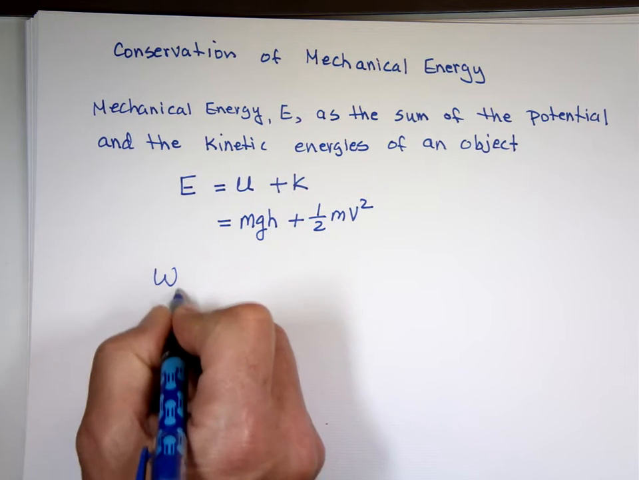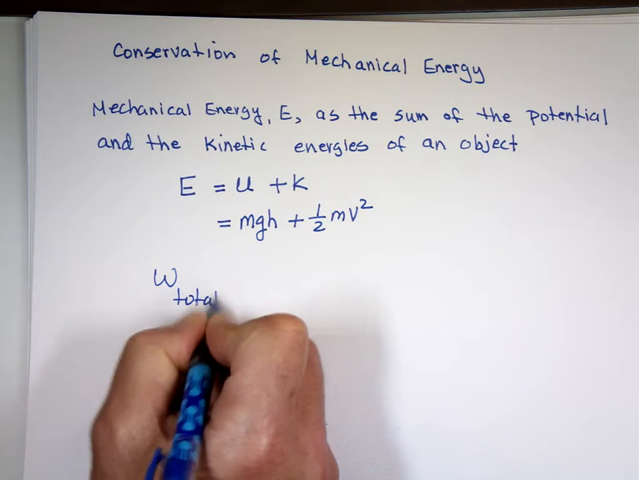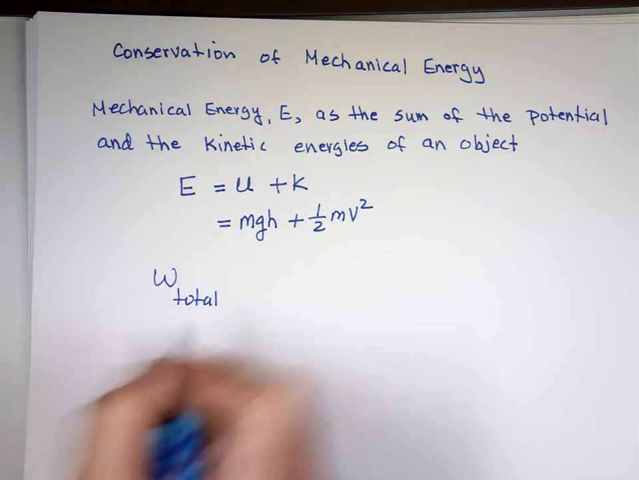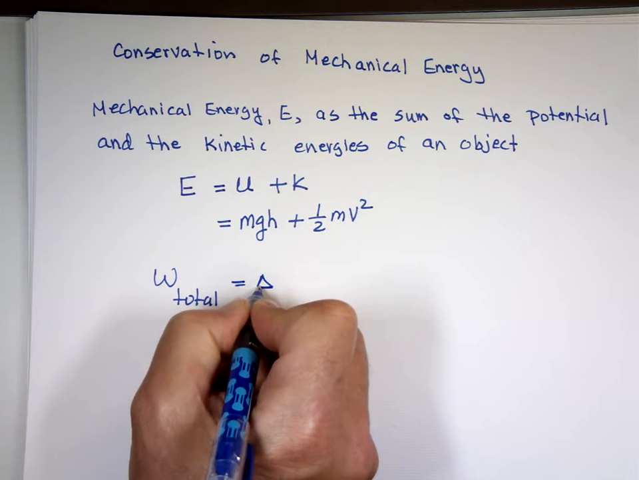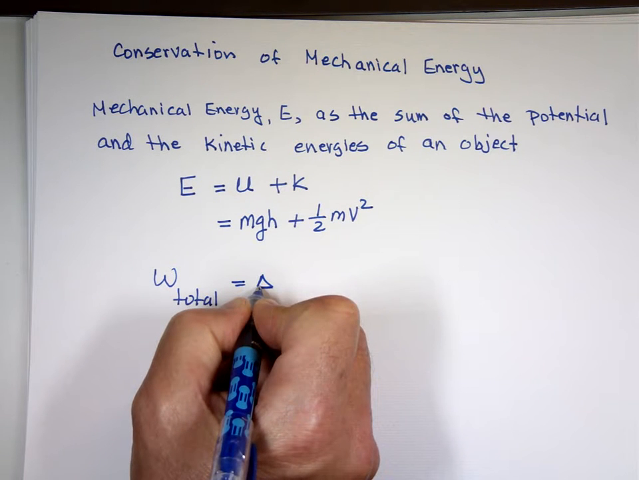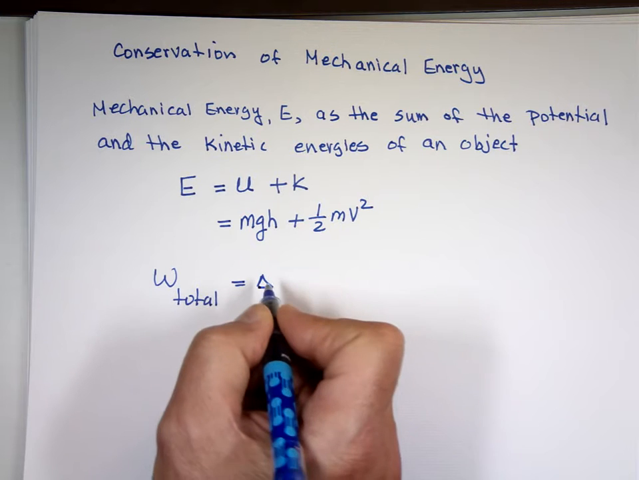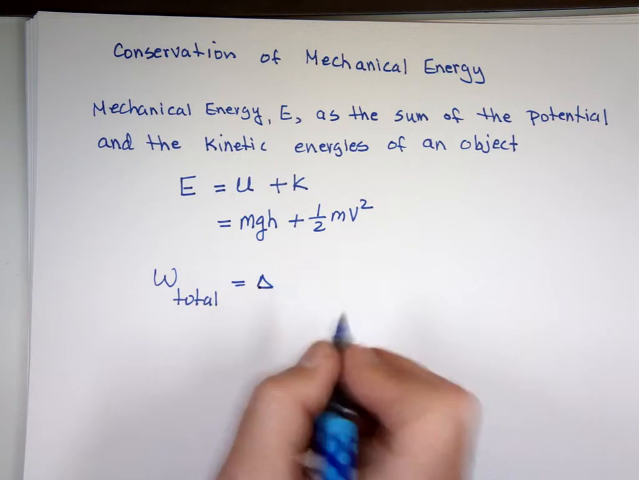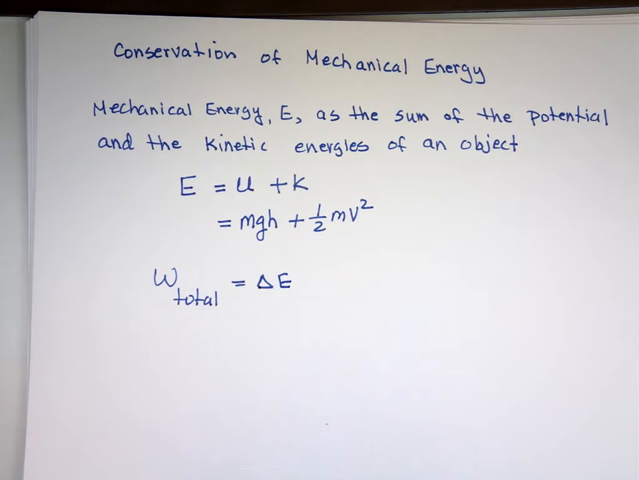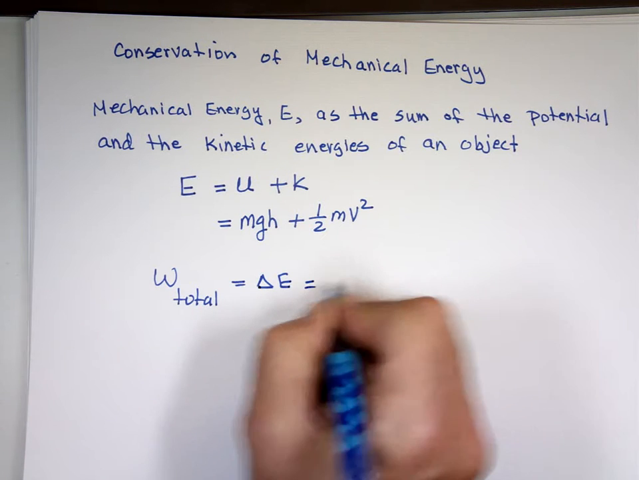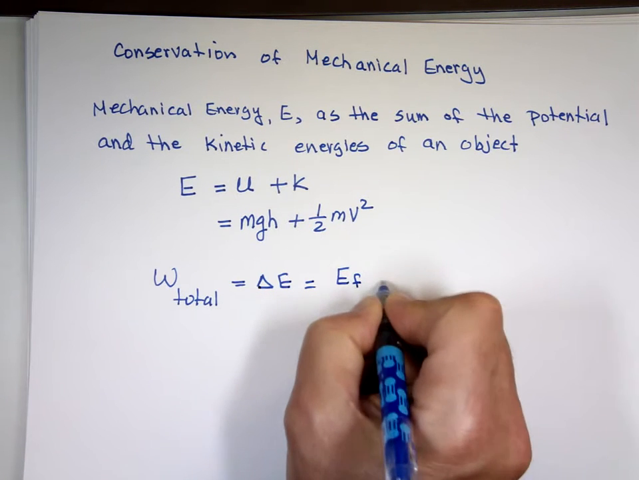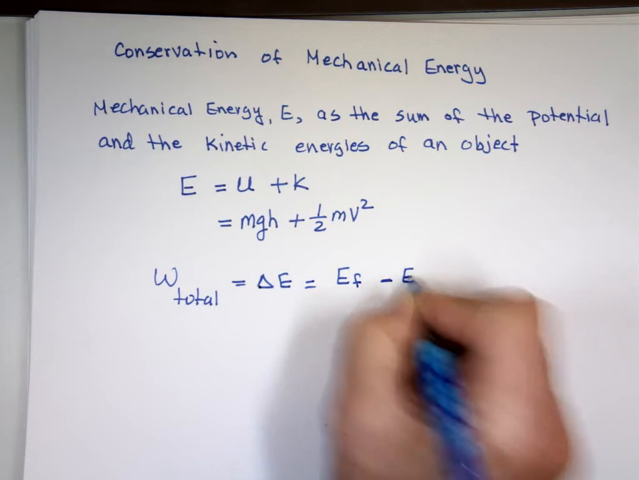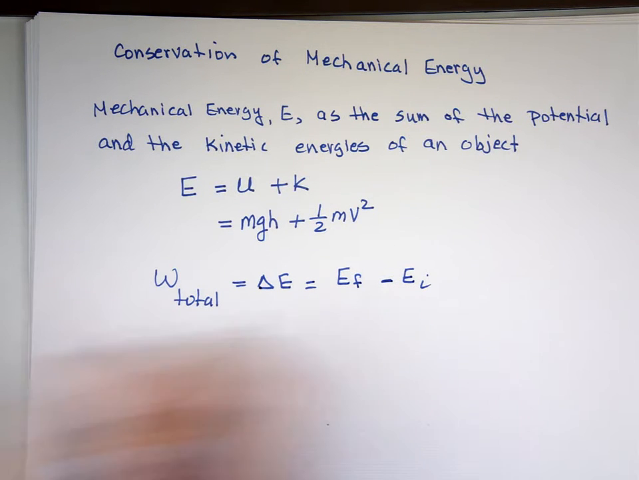And the total work now required, we'll take a car on an incline now, is the change in E. That's what I'm going to write. Which is E final minus E initial.